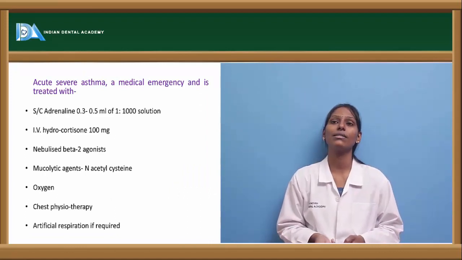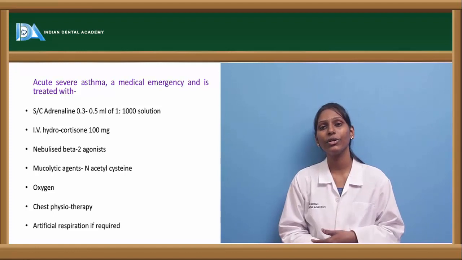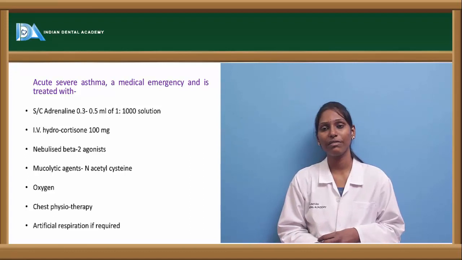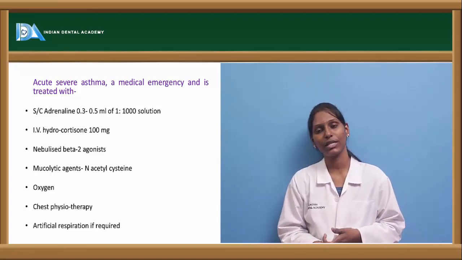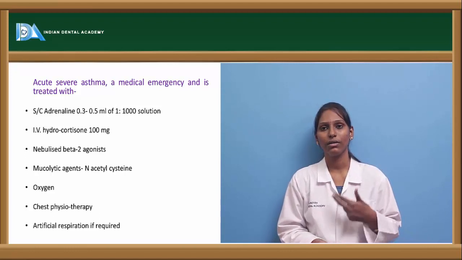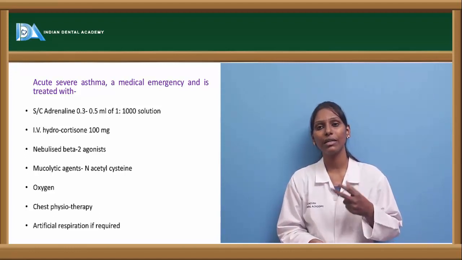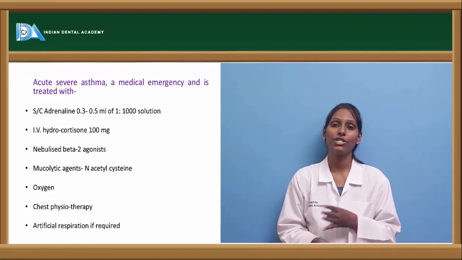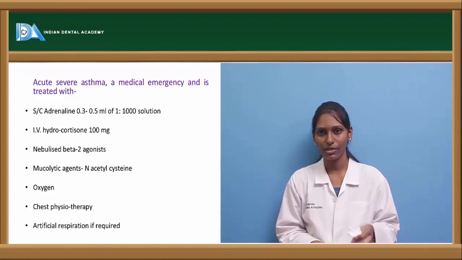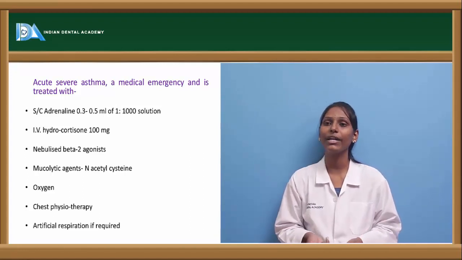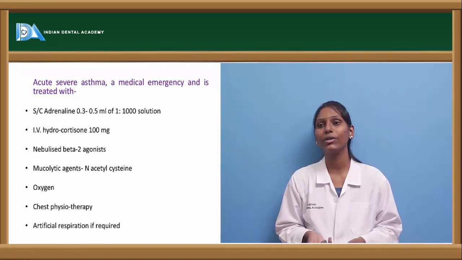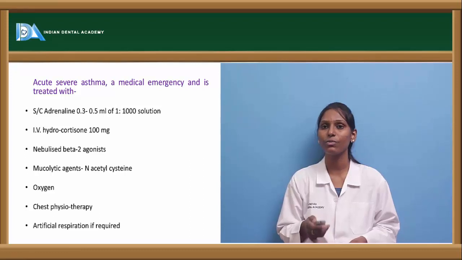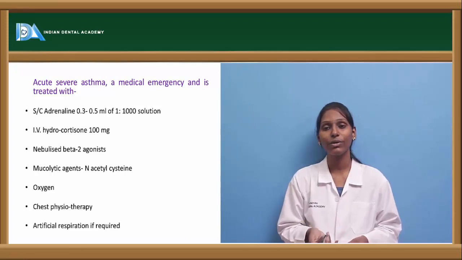In case of acute or severe asthma, it is a medical emergency where subcutaneous adrenaline of 0.3 to 0.5 ml in 1:1000 concentration has to be given. Usually with one dose the patient comes to a normal state again. If the patient does not respond, give the same dose after 5 minutes, and immediate shifting to a medical ward or an ICU is important in these cases. Next, IV hydrocortisone 100 mg, nebulized beta-2 agonist, oxygen, and chest physiotherapy have to be given. Artificial respiration has to be given in very severe or acute asthmatic attacks.